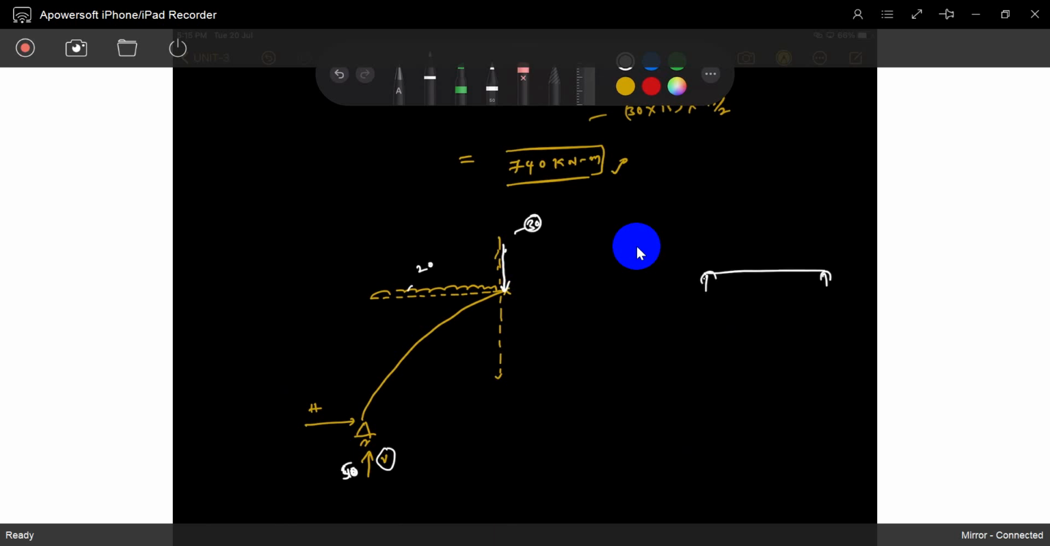If V is 20 and the load is 10, exactly what is the shear force at this location? You can easily tell, it is 10. That is the shear force. So the same thing: this is the shear force.